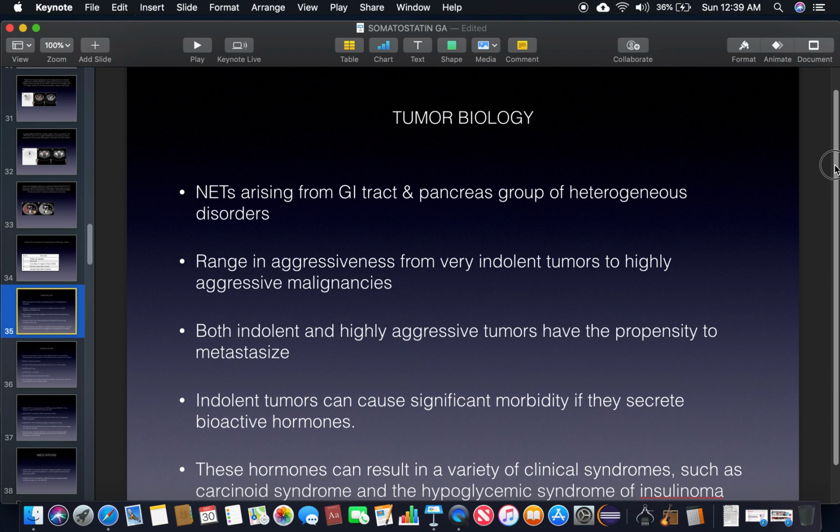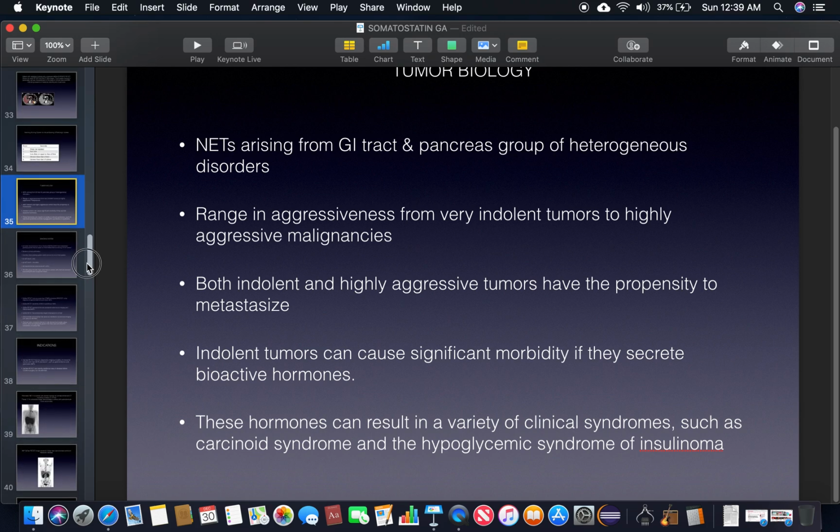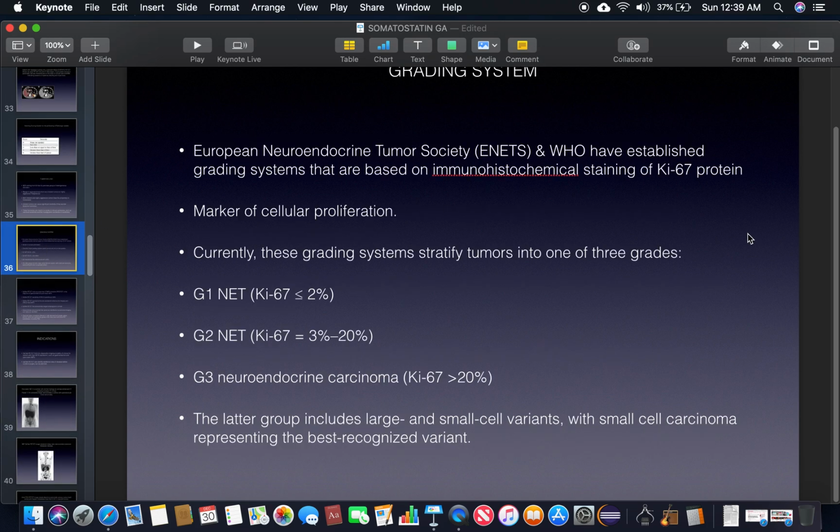Now, you must remember that neuroendocrine tumors are not of one type, but they are a heterogeneous group of disorders, and they can be very indolent to very aggressive. Both of them, meaning the aggressive and the indolent, have the propensity to metastasize, and some of the indolent tumors can cause morbidity because they secrete hormones. And these hormones have a number of clinical syndromes and side effects, such as carcinoid syndrome and hypoglycemia because of insulinoma and, of course, gastrinoma, which may cause multiple ulcers.